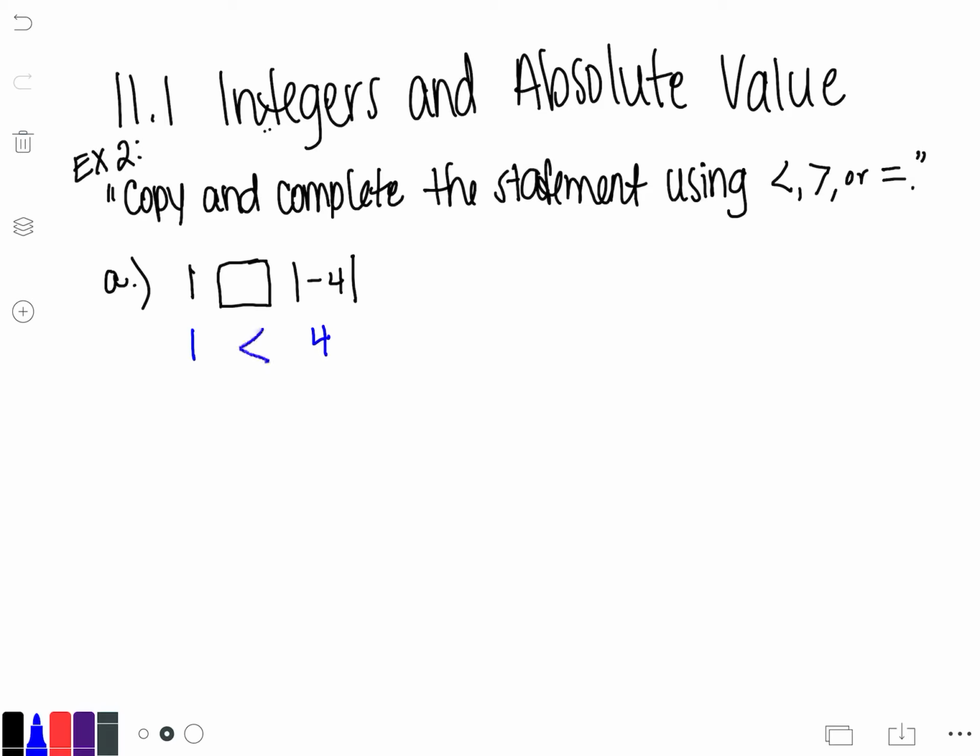You would have a less than sign. Remember, you want your inequality signs to eat the bigger numbers, so you can pretend like that is a mouth. So we would have a less than sign here. Okay, I'm on a roll now.